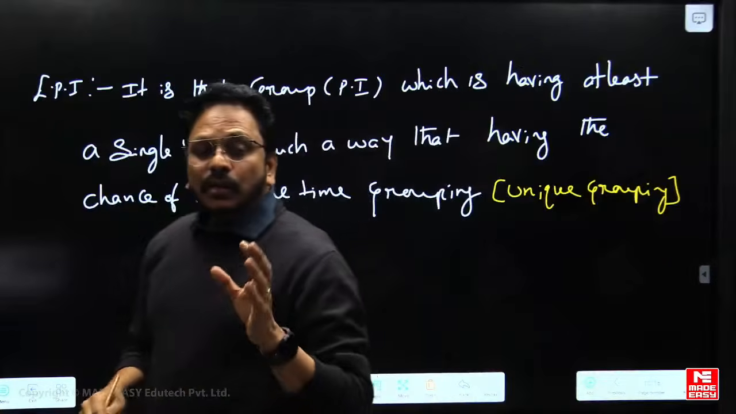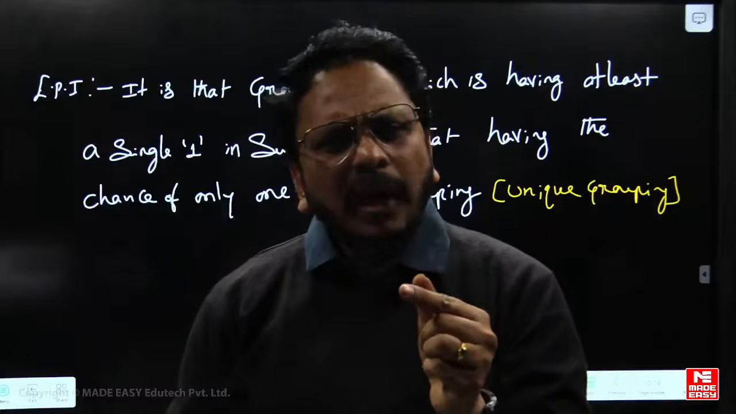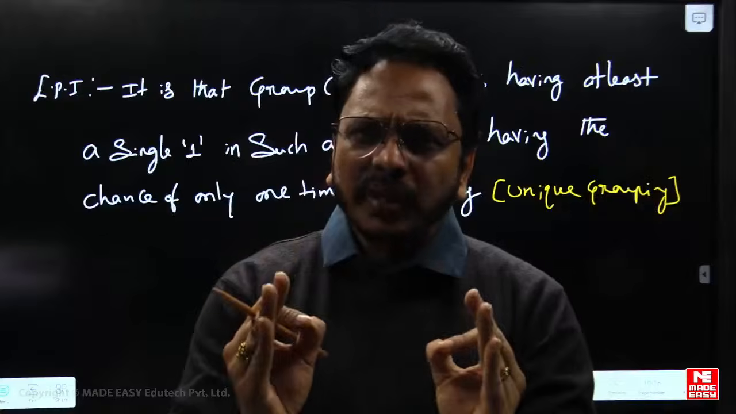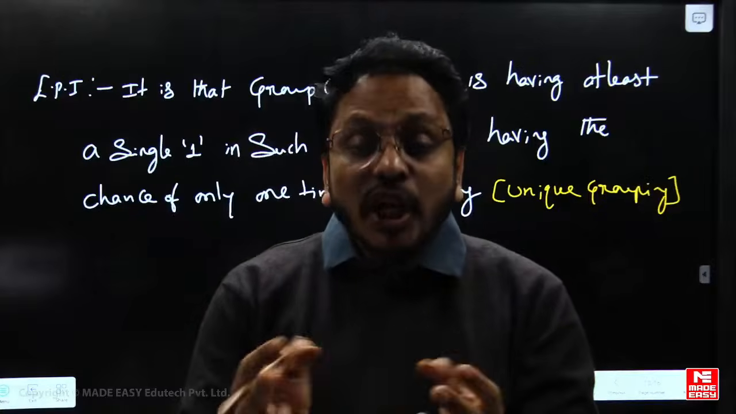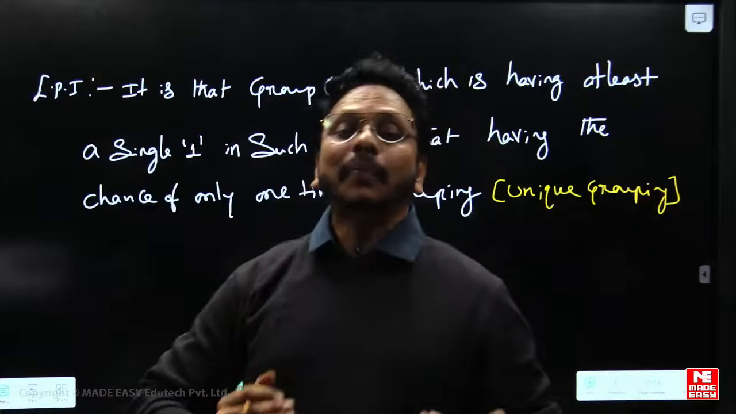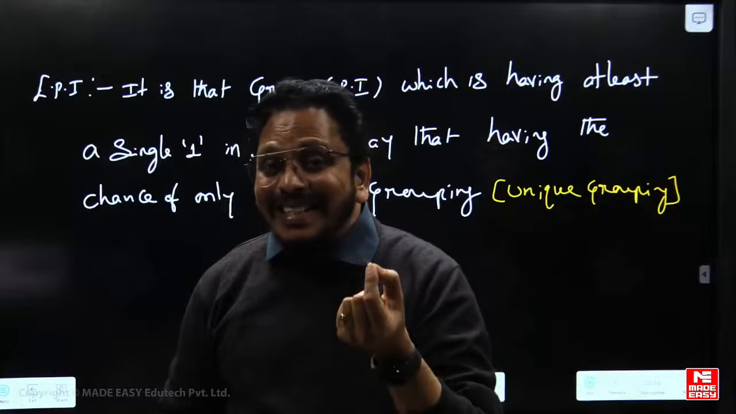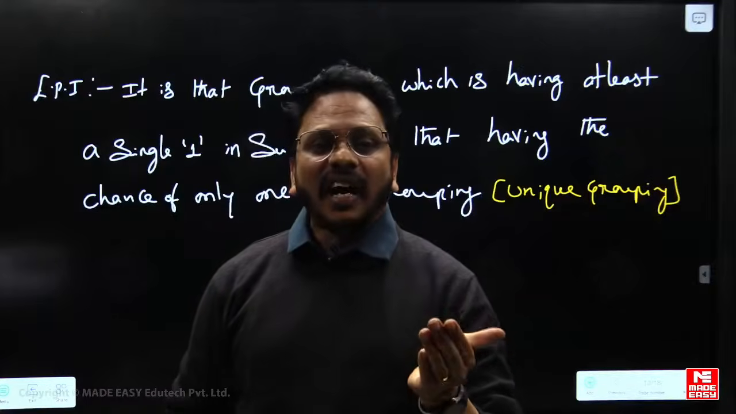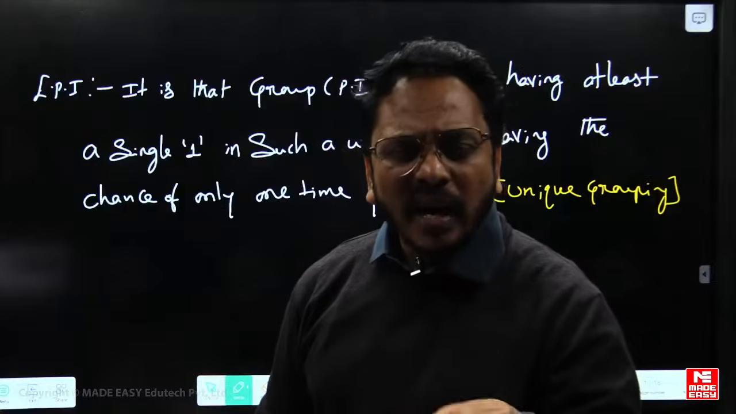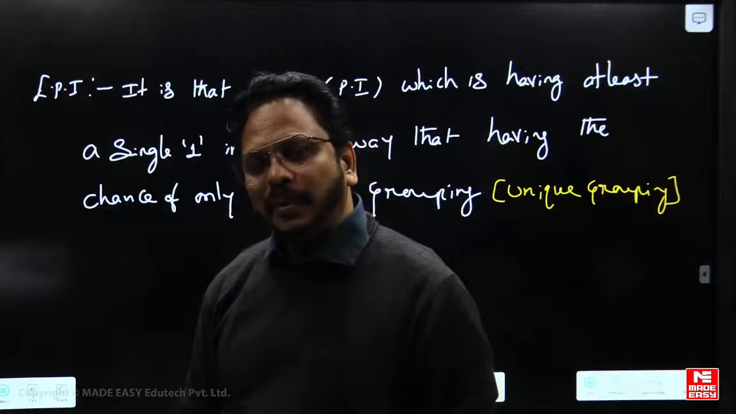Got it? So in all possible groups, all the prime implicants, this is also an important point: all possible groups are known as prime implicants. In those prime implicants, some groups become essential prime implicants, which are having at least a single one in such a way that it should have the chance of only one time grouping, and more than one time grouping it should not have. Then based on that one, we will say it is the essential prime implicant.